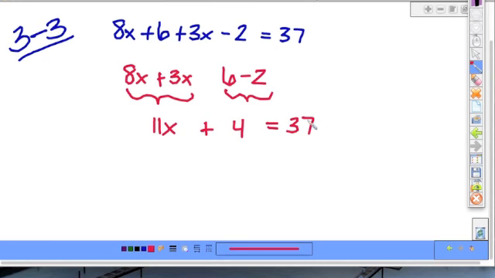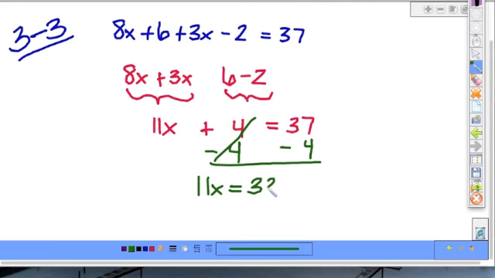Well, I still have a pair of like terms here, my 4 and my 37. So I need to put those together. If I'm going to move this 4 to the other side of the equal sign, I have to do the opposite operation here of addition, which would be to subtract the 4. Because what you do to one side, you do to the other. The 4's cancel, and I wind up with 11x equals 33.